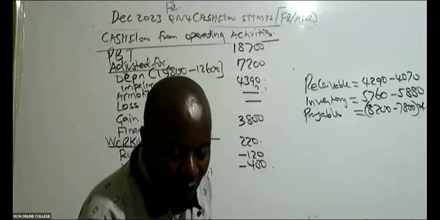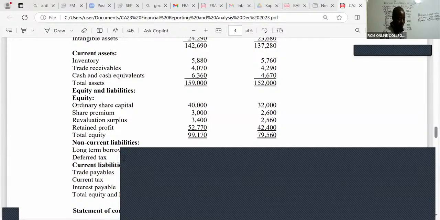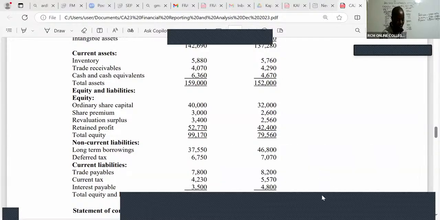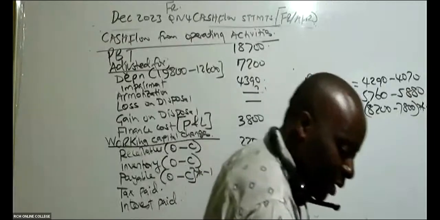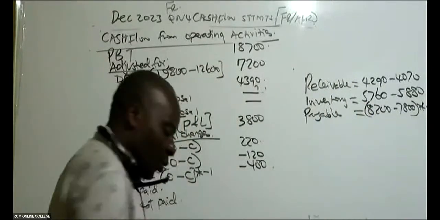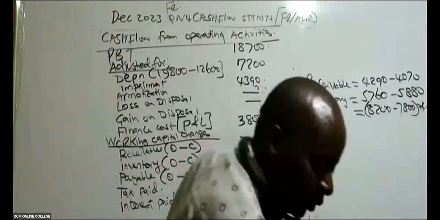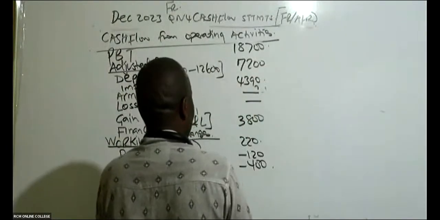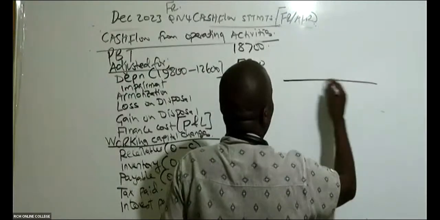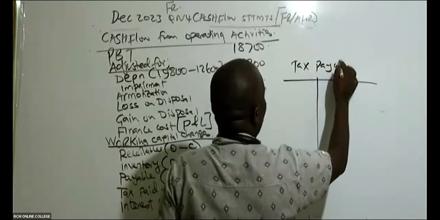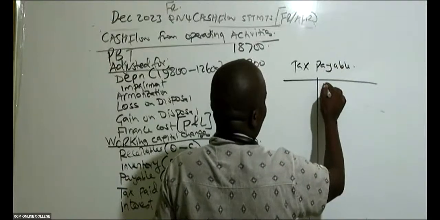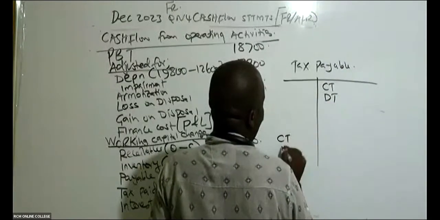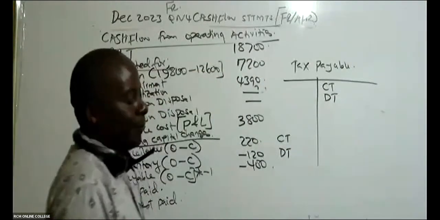When you look at your balance sheet, see the taxes. Normally they'll give you current tax and they'll give you deferred tax. We consolidate them. Do a T account. I'm sure you guys love T accounts. So the T account that you're doing here is for tax payable. So we start with current tax and deferred tax, and you combine like that.